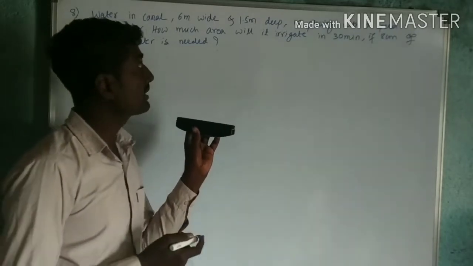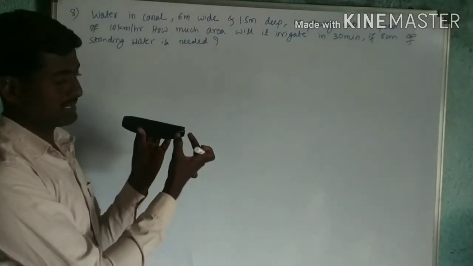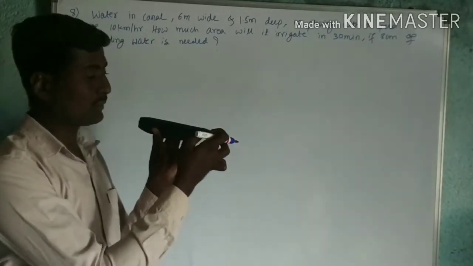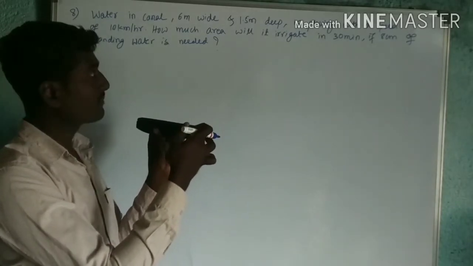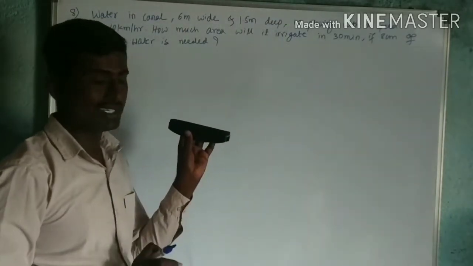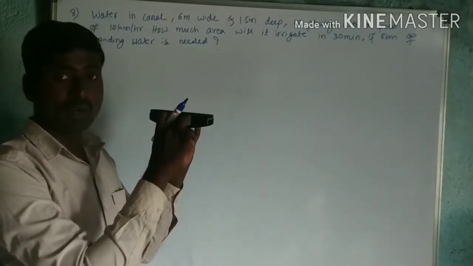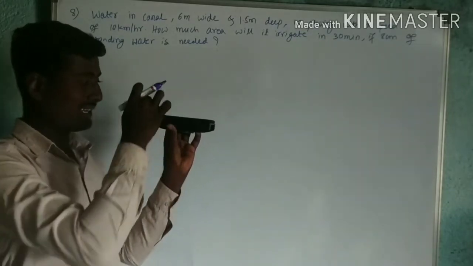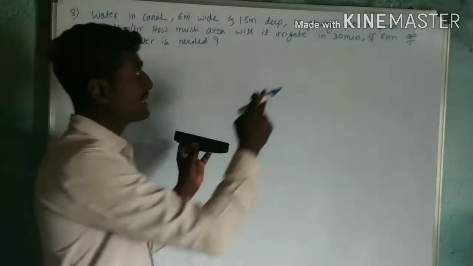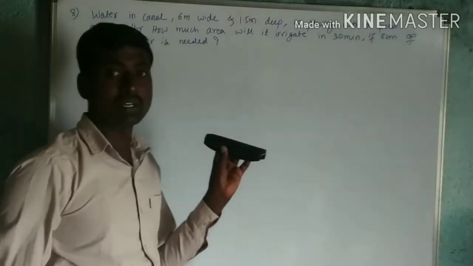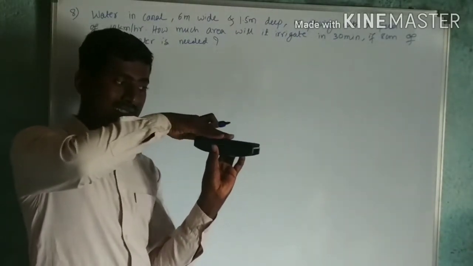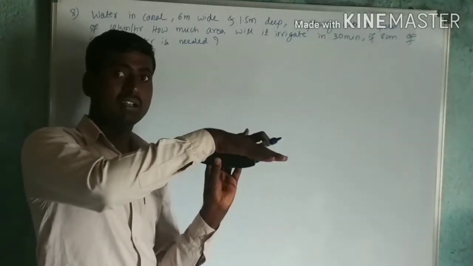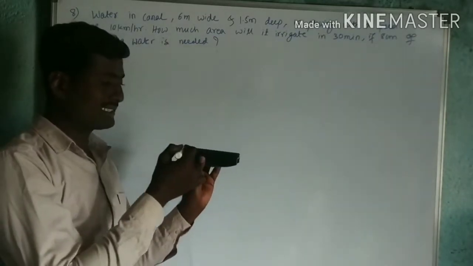What are the given conditions here? 6 meter wide means the breadth of the water flowing through the canal is given, that is, this 6 meter. And 1.5 meter deep is the height of the water in the canal, so this is 1.5 meter. So breadth is given and height is given, but L is not given. You see, it is flowing with a speed of 10 km per hour. The length they have not given, but they said that the water is flowing through this with a speed of 10 km per hour.